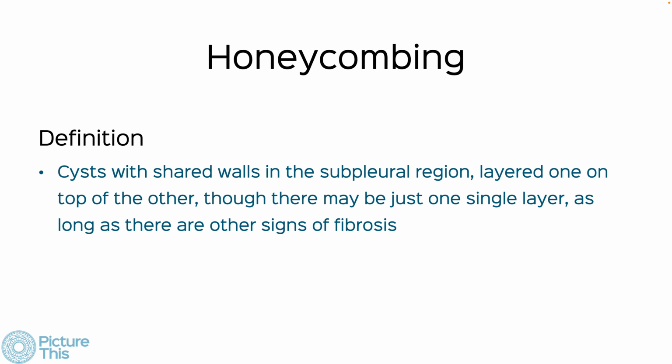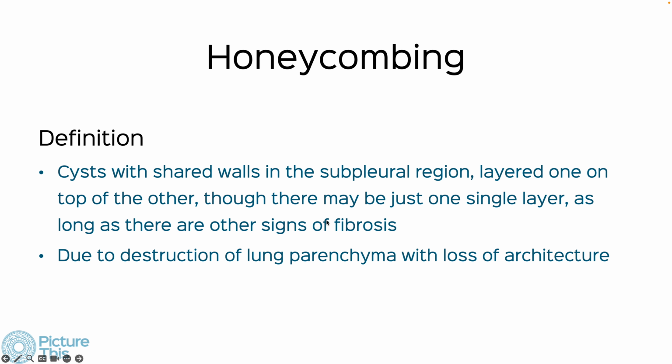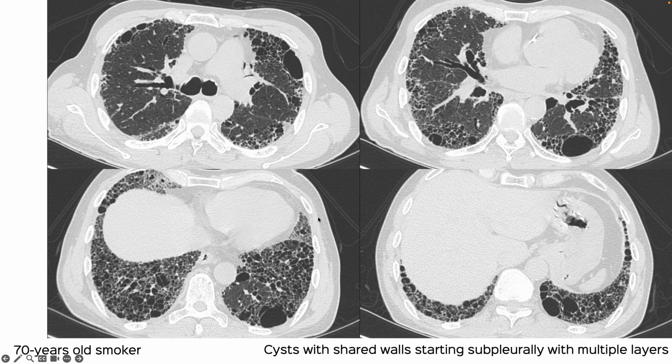And the definition is cysts with shared walls in the subpleural region, layered one on top of the other. Very rarely you could have a single layer, and this occurs because of destruction of lung parenchyma and loss of architecture. And here we can see classic honeycombing: cysts, shared walls, multiple layers as if extending from the subpleural interstitium towards the hilum.